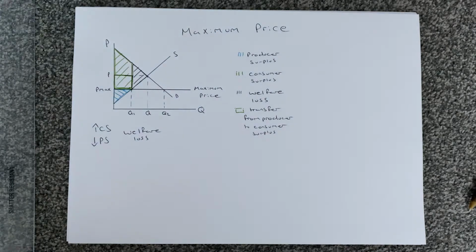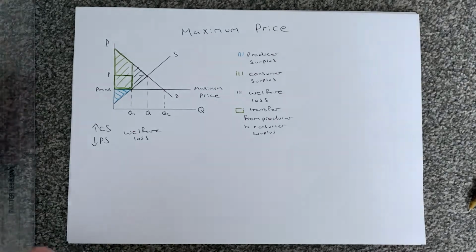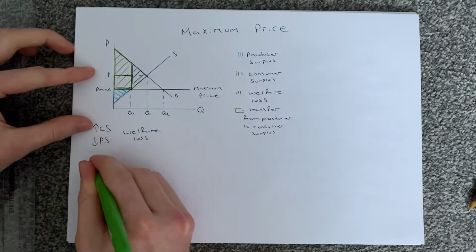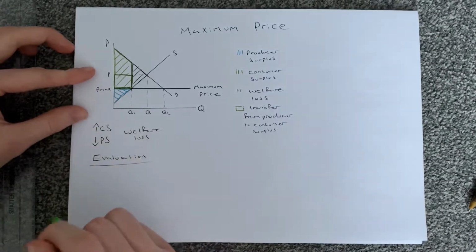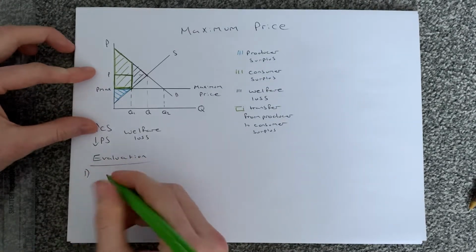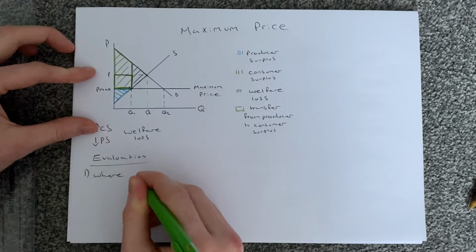Now what we're going to consider is the extent to which those impacts are seen. So we're going to do some evaluation. So first of all, we must consider, where is the maximum price set?